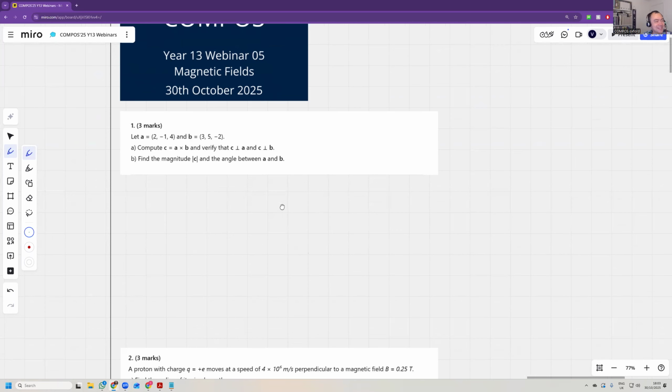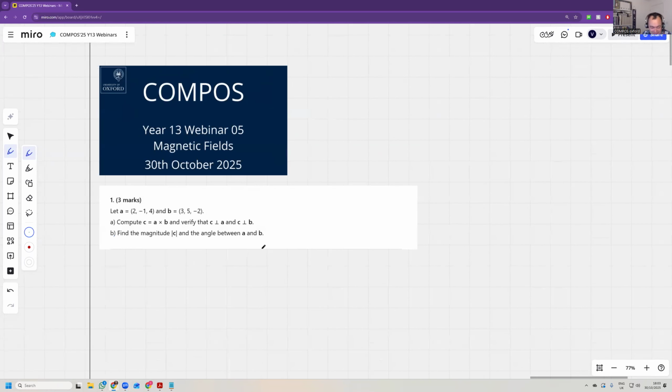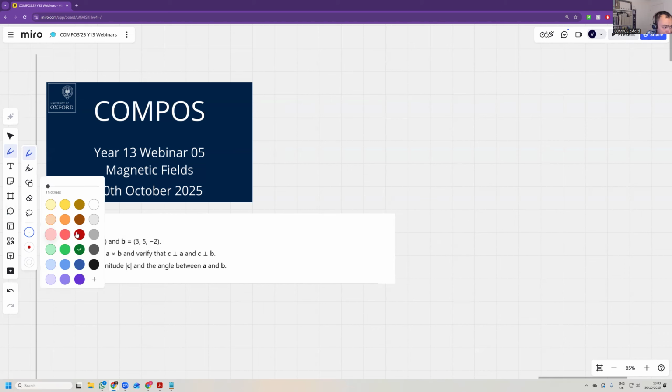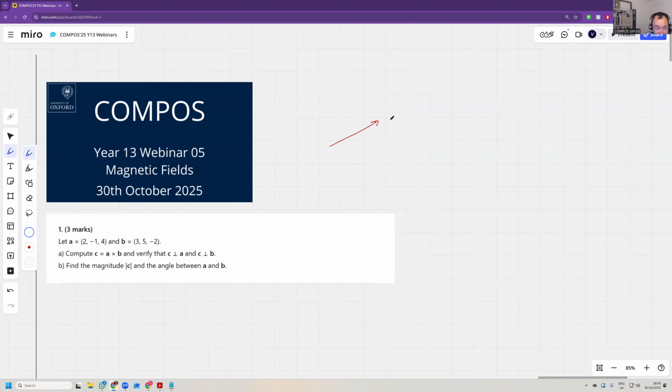Anyways, when you study magnetic fields, it's really important to know the vector product of vectors, so the cross product. So we can start with that. So the cross product of two vectors. Let's say we have vector A and vector B.